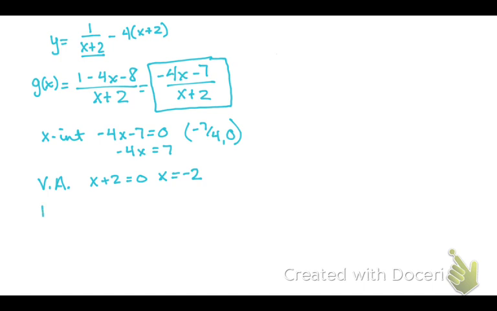Then horizontal asymptote. So I compare the degrees. What is the degree of the numerator? What's the degree right here? 0. Nope. If there's an x there, it's 1. If there's not an x, then it's 0. So the degree of the numerator is 1. What is the degree of the denominator? 1. So 1 equals 1. So the leading coefficient over the leading coefficient, which is negative 4 over 1, which is negative 4.